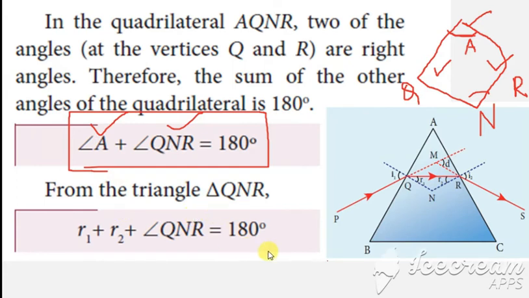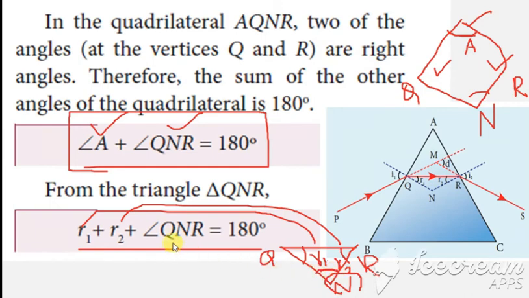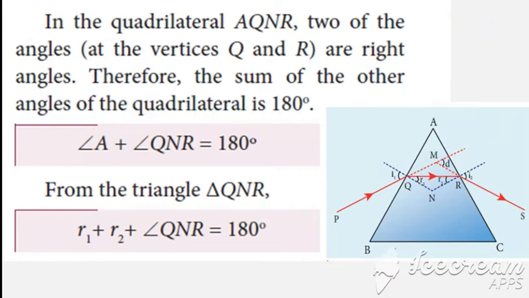Next, taking a triangle. The triangle we are going to consider is triangle QNR. In this, the angles we already have are R1 and R2. The property of a triangle is that the sum of all three angles is equal to 180 degrees. So first R1, then R2, then we don't know this angle, so it is written as QNR. So R1 plus R2 plus QNR is equal to 180 degrees. So we have got the two equations: A plus QNR is equal to 180 degrees, and R1 plus R2 plus QNR is equal to 180 degrees.